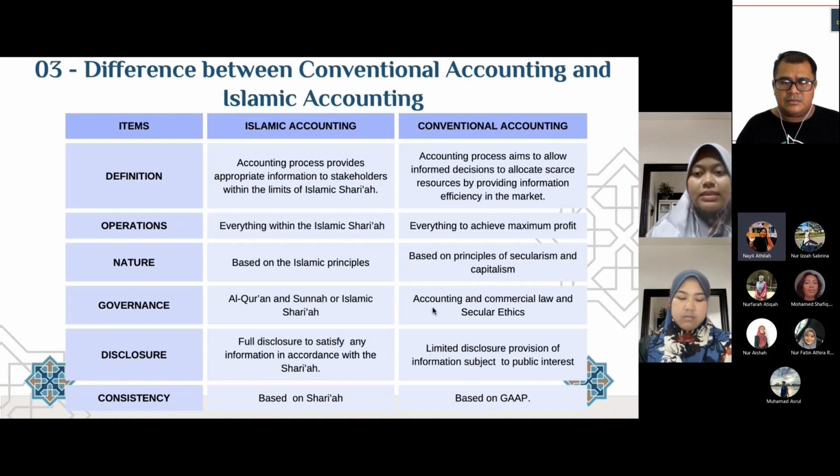And lastly is consistency, where Islamic accounting consistency is based on Sharia and conventional accounting consistency is based on GAAP, which is generally accepted accounting principles.